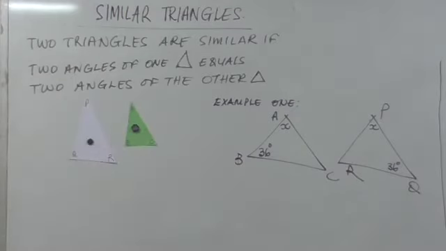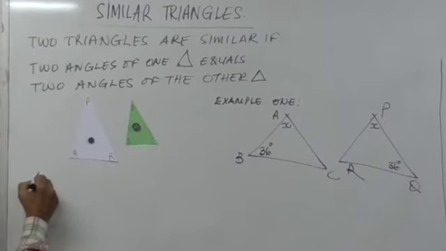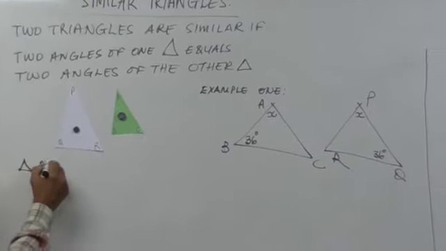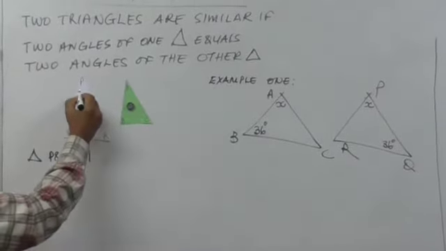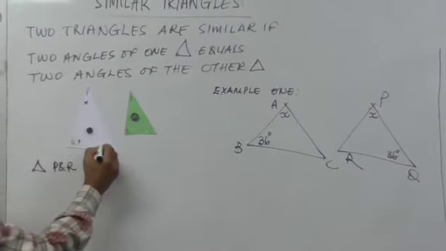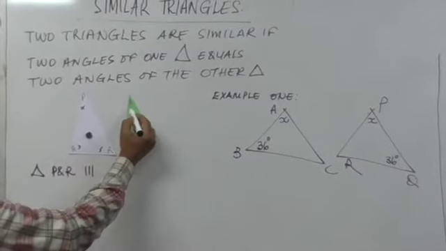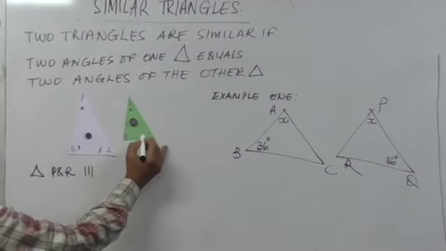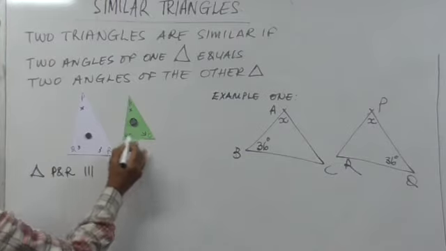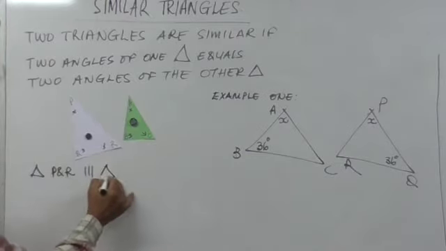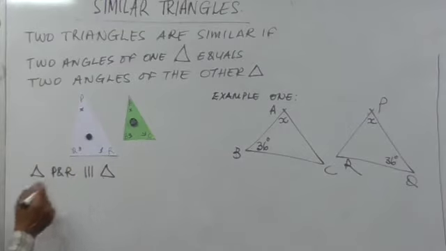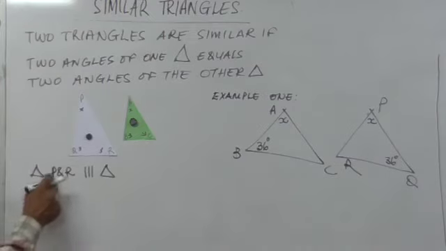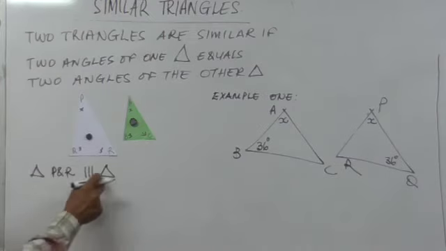So we can say triangle PQR is similar to triangle. Now, that's a symbol for similar. Triangle PQR is similar to triangle.